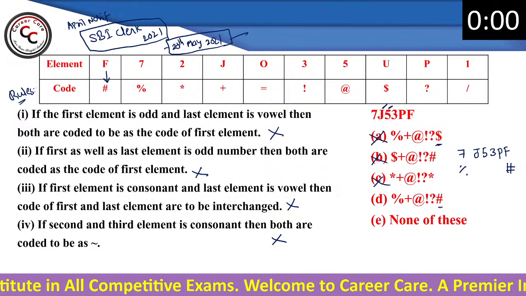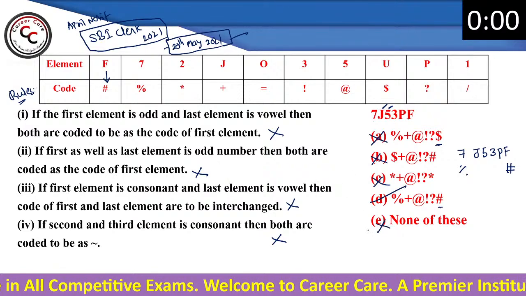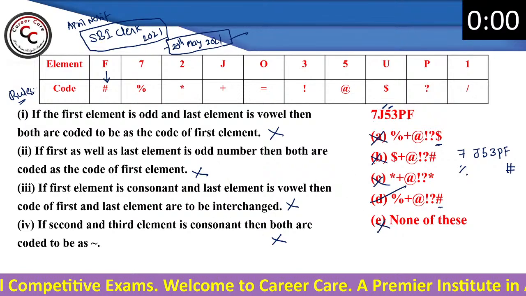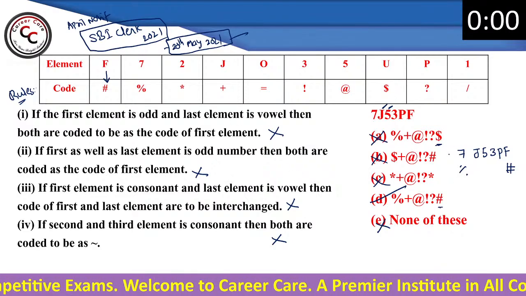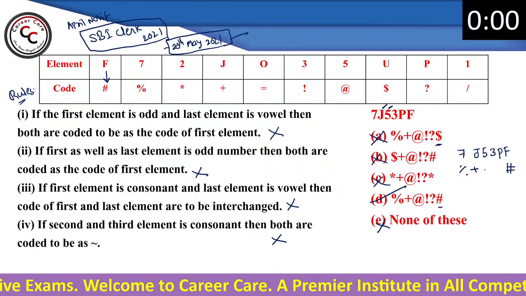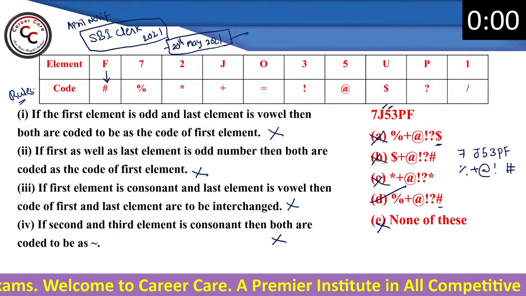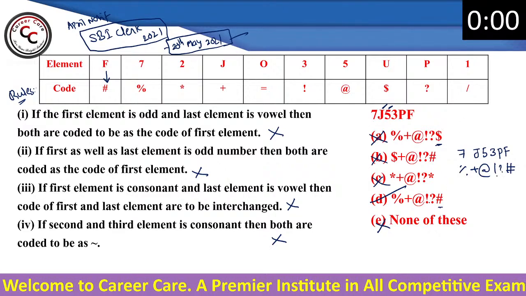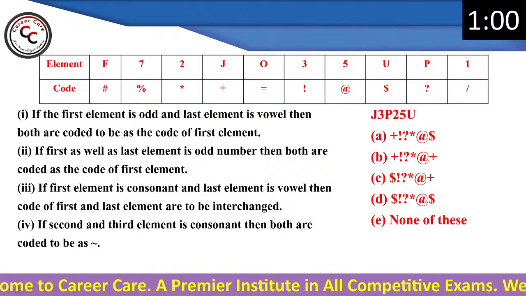So here Balu is saying option number D. Obviously, we can go with option number D. In order to get clarity, you can check for the elements. So J stands for plus, 5 stands for at the rate, 3 stands for exclamatory, and P stands for question mark. Check for the combination. Both are same, no problem.